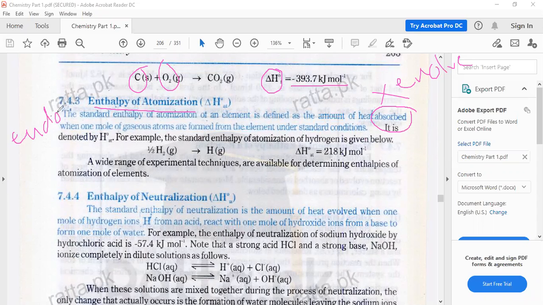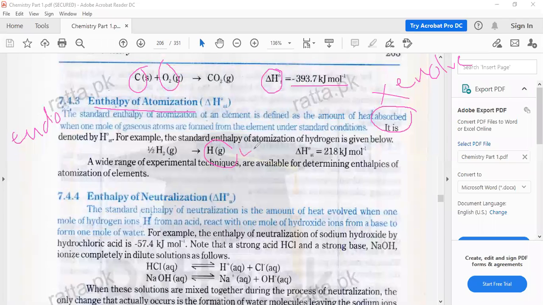It could not be an exothermic reaction. You must provide heat to the system to make an atom. Without providing heat, an atom will not form. Atoms always form in an endothermic reaction. So when 1 mole of gaseous atoms is formed from its element under standard conditions, as you know, standard conditions are 25 degrees Celsius and 1 atm pressure, this is called enthalpy of atomization.